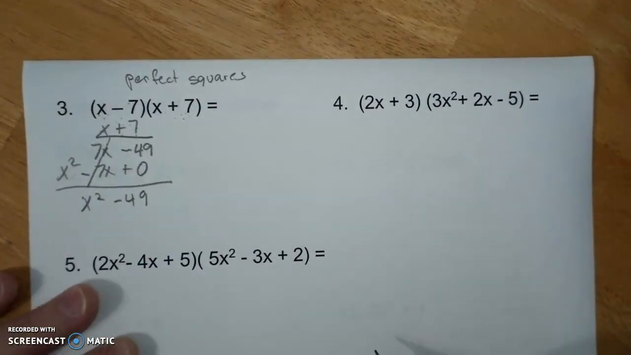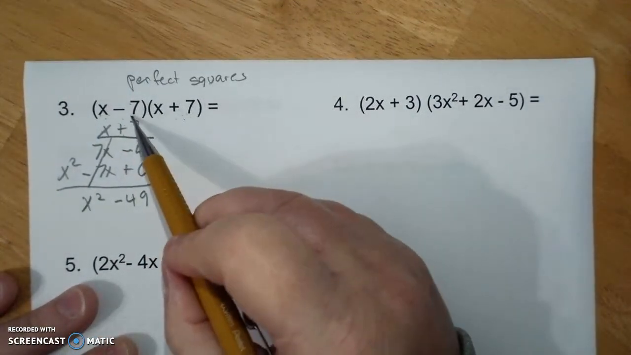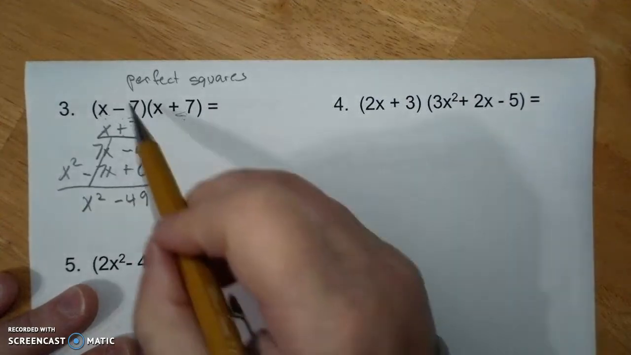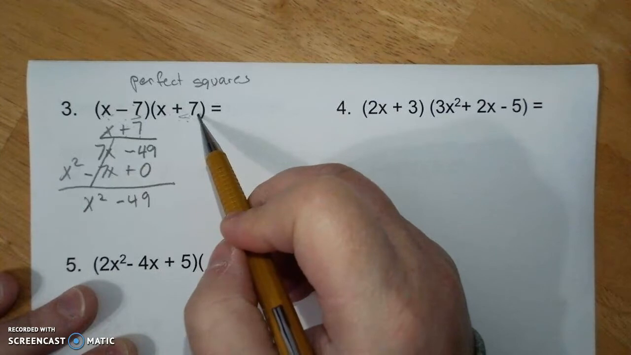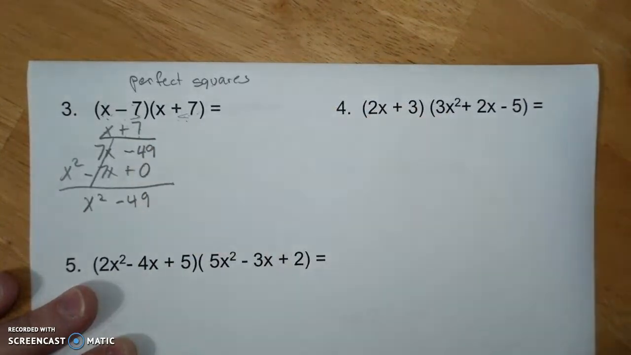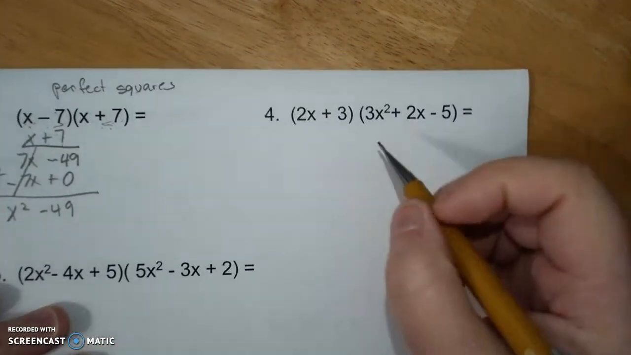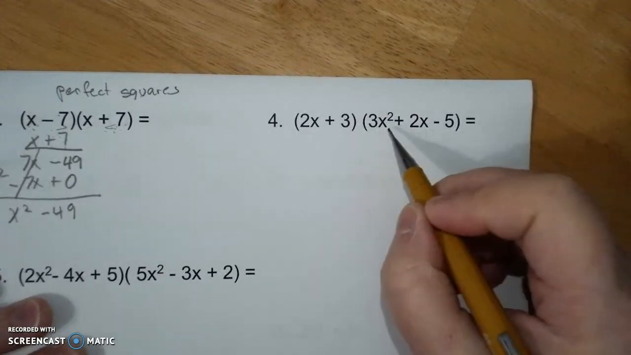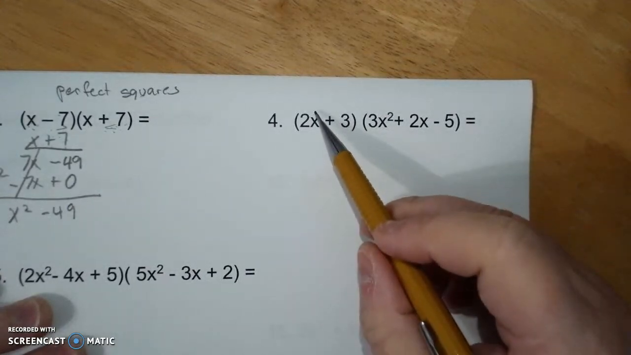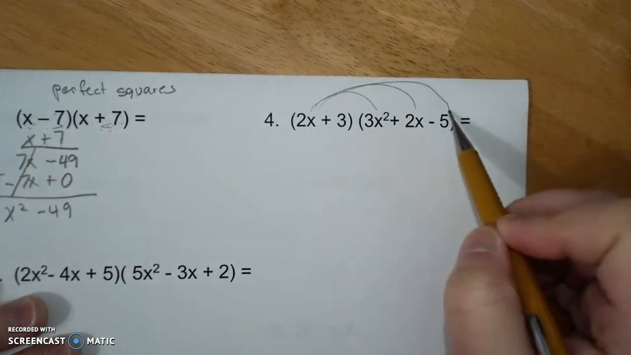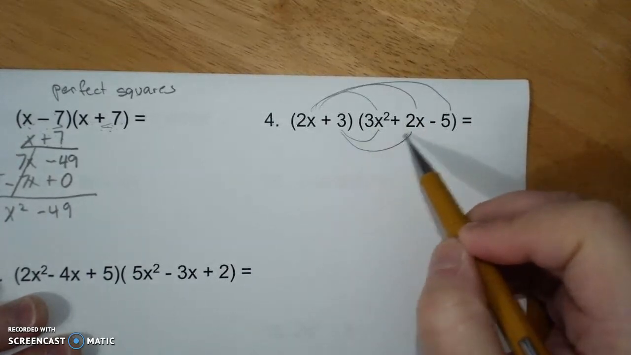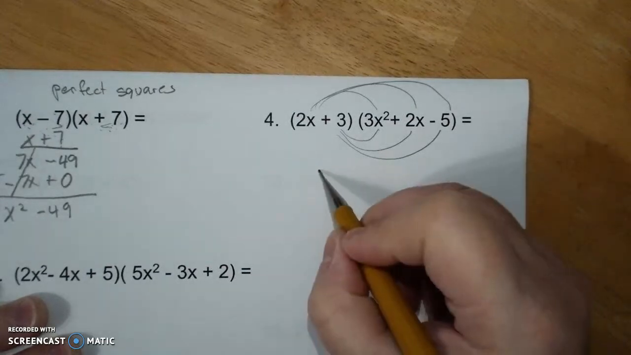The reason why they're a perfect square is because I'm squaring that with the negative and I have x squared. After a while, you're going to recognize that and go, oh, that's x squared minus 49. They're very common. Okay, if you were to do it by FOIL, here to here, here to here, here to here.